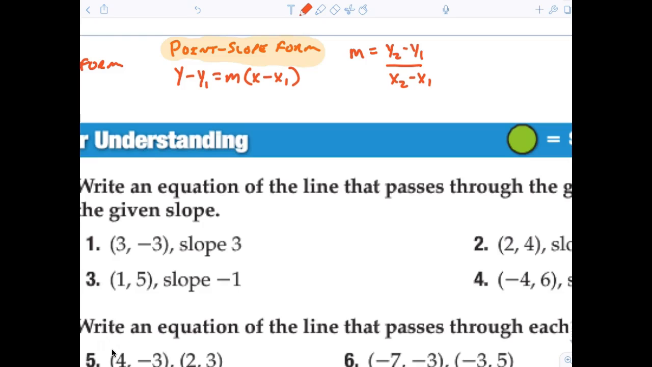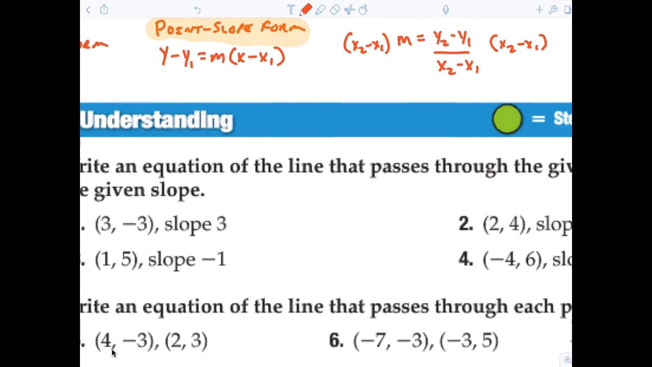Now what I want to do is multiply both sides of that equation by x2 minus x1. If I multiply this side by x2 minus x1, I now have the equation y2 minus y1 equals m times x2 minus x1, which is, guess what? The same as what that is over there. So if you know the slope formula, then you know the point-slope form.